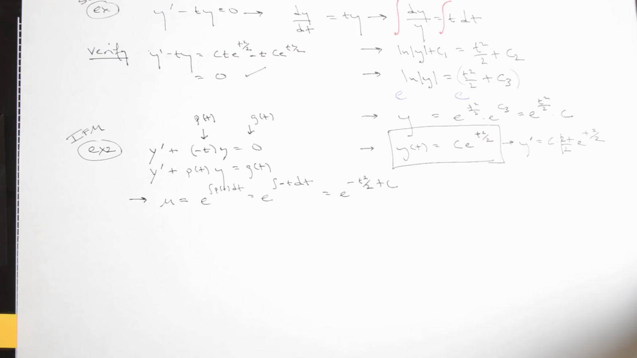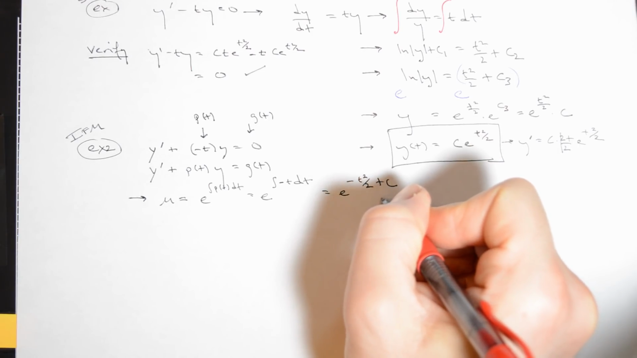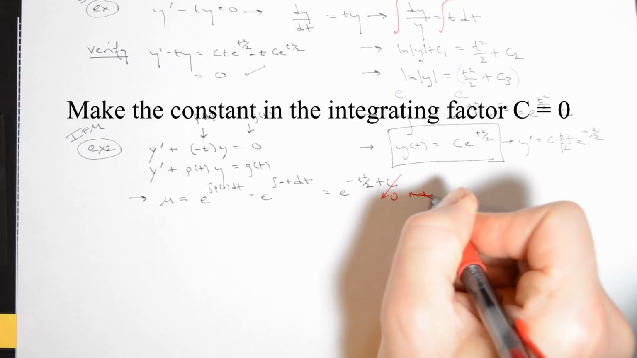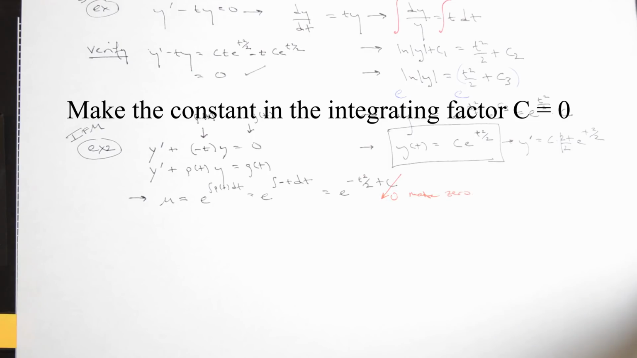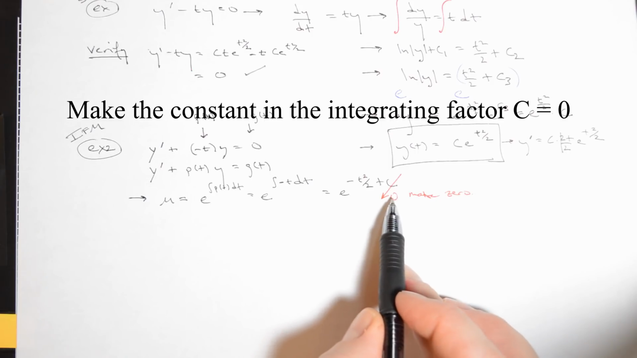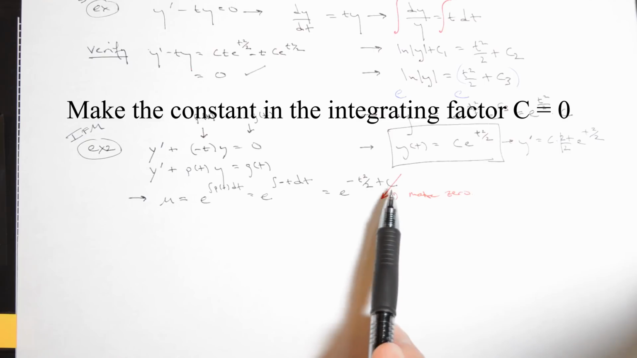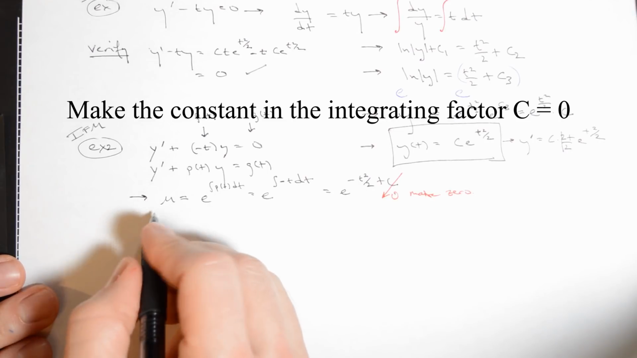Now, this was not stated explicitly in the method before, but in our integrating factor method, we're always going to just make this c 0. The reason for that is not immediately obvious. It comes from the derivation. This will simplify your life tremendously. So whenever you're computing your integrating factor, just make the constant of integration 0. You don't have to, but you should, and it will make your life easier.